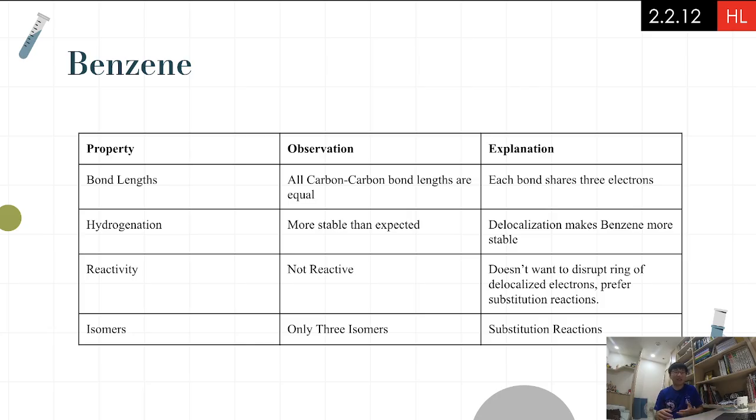That means it's stable, and that's also due to the delocalized electrons, because it doesn't want to disrupt the ring. It has a stable structure as a core resonance, and it prefers substitution reactions.